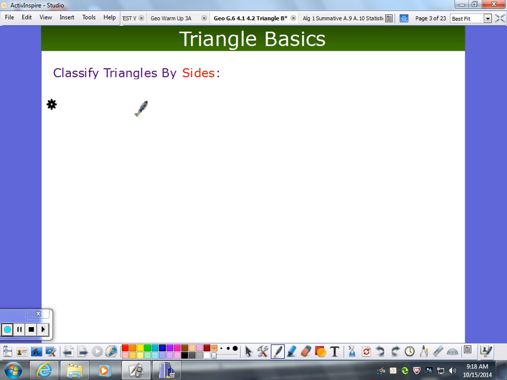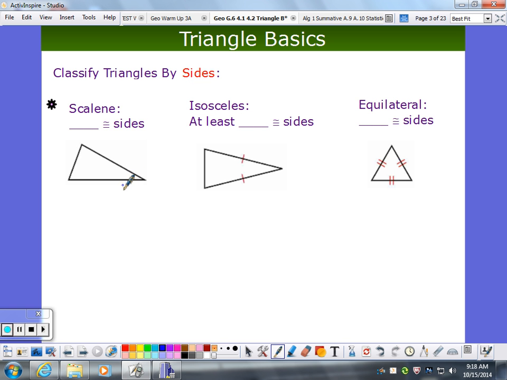All right, so we're going to classify triangles by side. A scalene triangle has no congruent sides. All the sides are different lengths. An isosceles triangle has at least how many congruent sides? 2. 2 fingers went up. Yes. Equilateral triangles? Amanda? 3 congruent sides. Yeah. It's impossible for a triangle to have 1 congruent side.